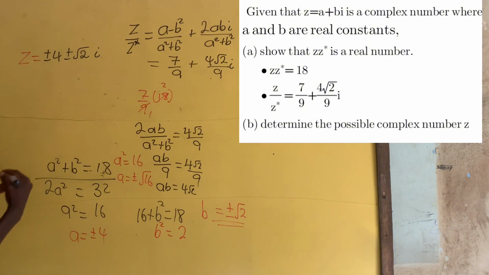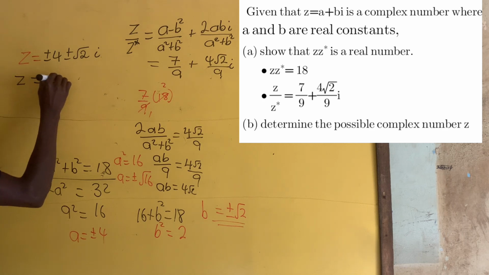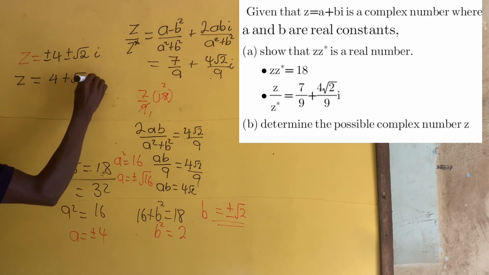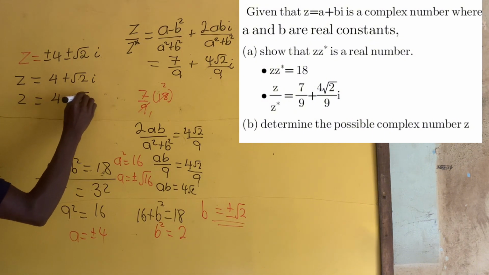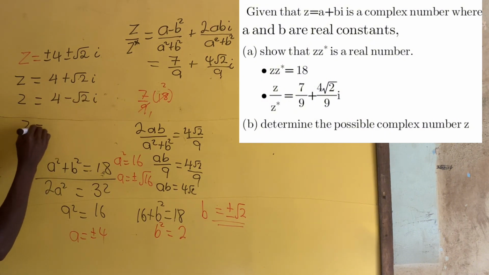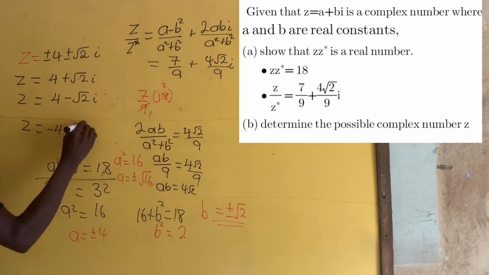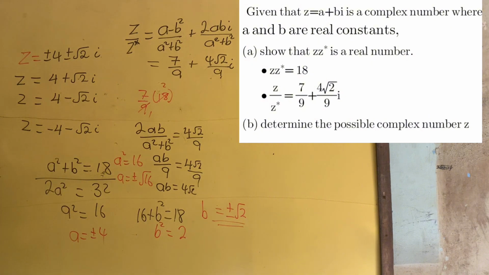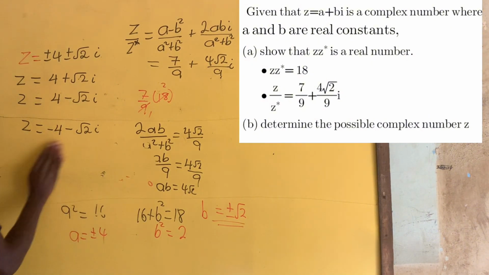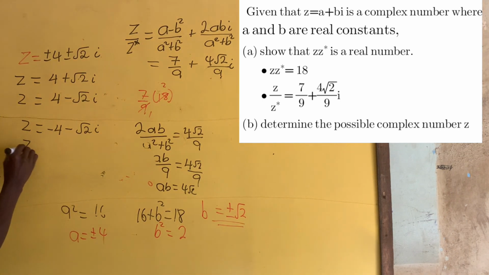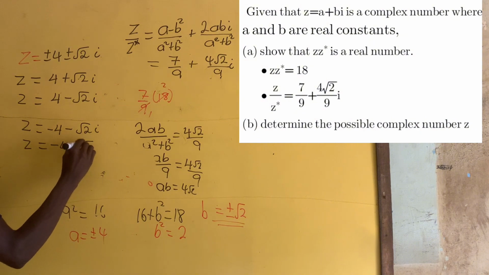Wow, if we want to split this, we are going to have z can be equal to positive 4 positive root 2i, or z equals positive 4 negative root 2i, or z to be equal to negative 4 negative root 2i. And z can also be equal to negative 4 positive root 2i.